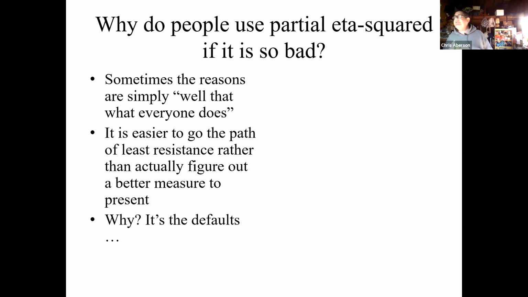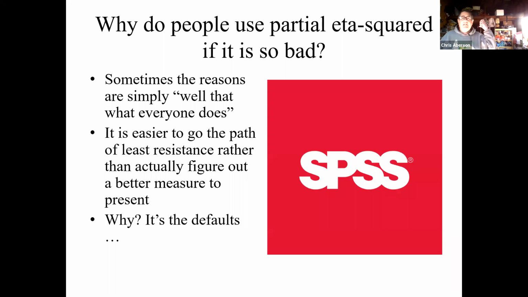And when you have people just taking blindly from a statistical package, looking at SPSS, and grabbing statistics there and slapping them into their papers and not knowing what they mean, just knowing that they have to provide a measure of effect size, you're going to have issues.